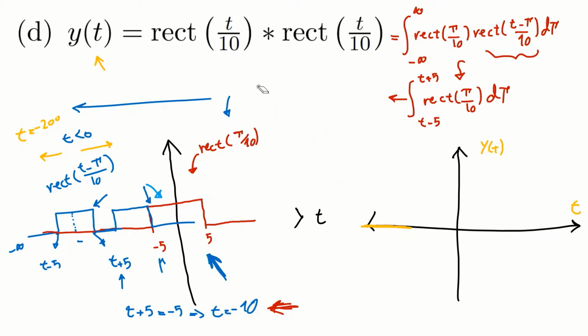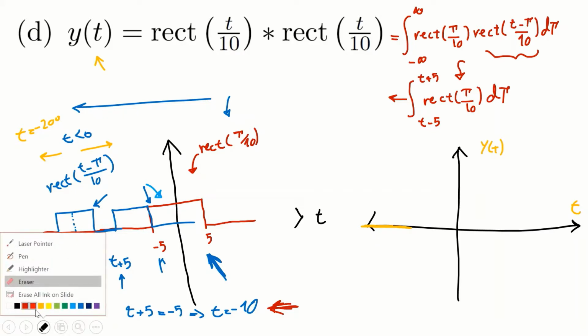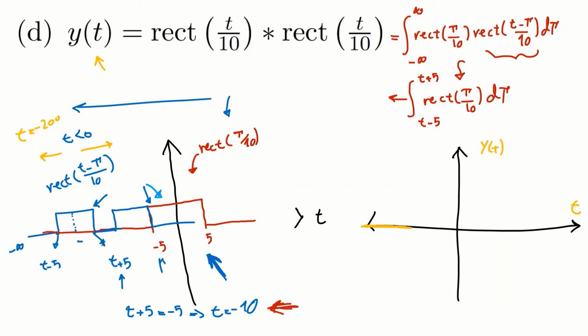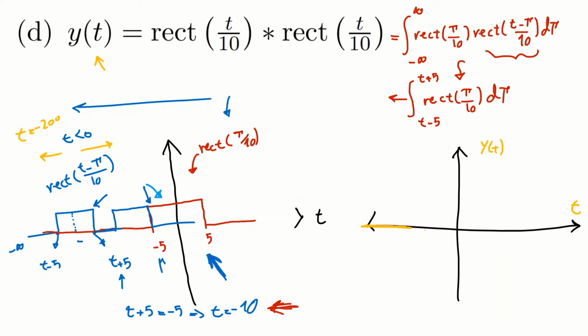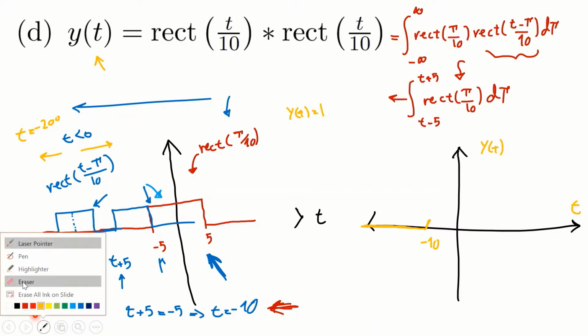at t equals 10. We can calculate the integral, but let's skip that to save some time, but I think that's quite obvious for you to calculate. So at t equals minus 10, there is a jump in the value of y(t), it becomes 1. If I further shift this signal to the right, what happens?